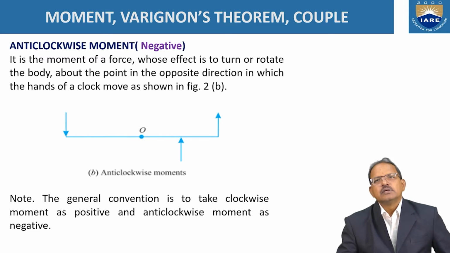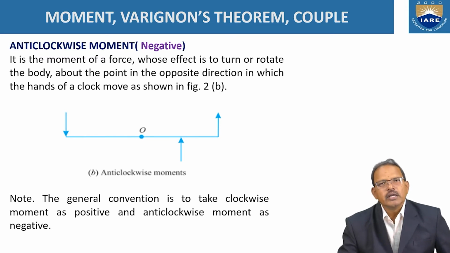Anti-clockwise moments are generally treated as negative moments. It is a moment of a force whose effect is to turn or rotate the body about the given point in the opposite direction to that in which the hands of a clock move.